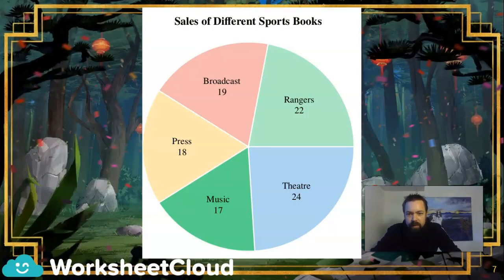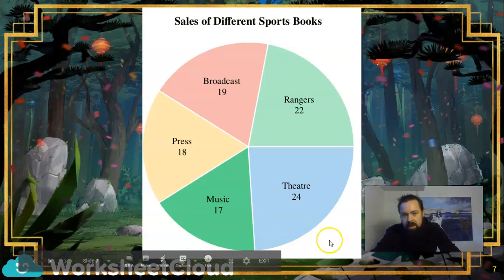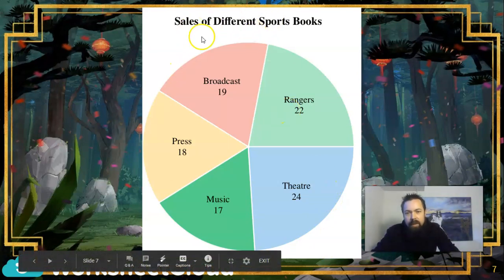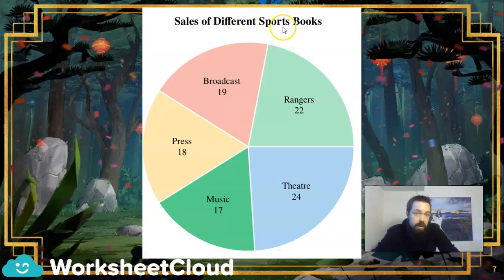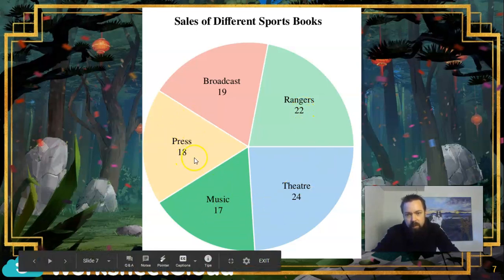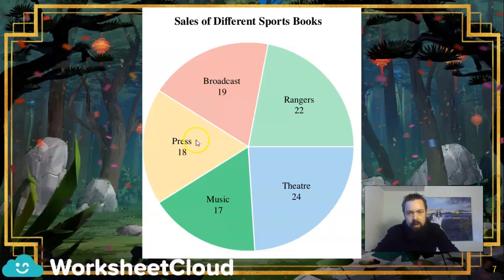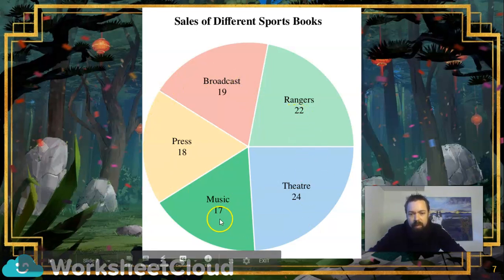Here is one where we've just got the numbers. You can see, I'm not really worried about what's represented by this, but it is sports, books, obviously Rangers is one of the teams that it was, theatre, books, music, books, press, which is to do with newspapers and stuff, and broadcast, which is to do with TV and stuff. So in this one, it's not done as percentages, it's done as number of people who specifically said each one of these.